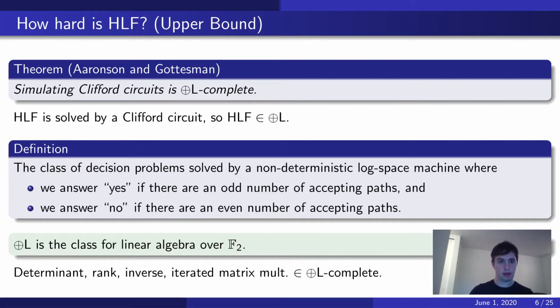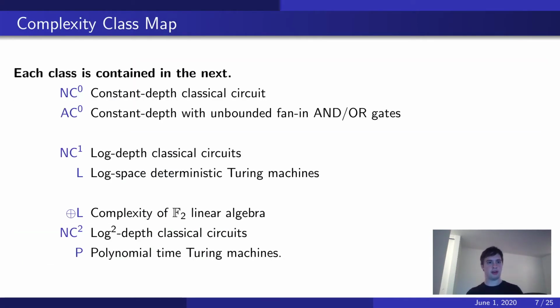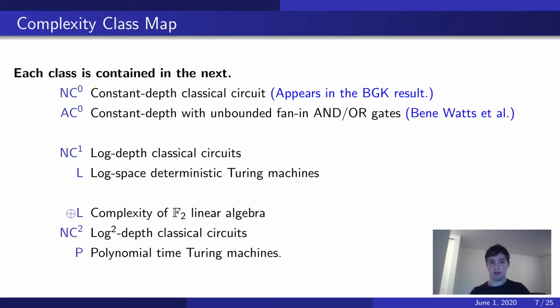All right, good. So just for a little more context, here's a hierarchy of complexity classes. Each one is contained in the next, and the conventional wisdom is that they're all distinct. All the containments are strict. Let me point out a few of the classes we're interested in. NC0, constant depth classical circuits. That's what appears in the BGK result. And the Bennett-Watts result upgrades it to AC0 with these unbounded fan-in AND and OR gates.